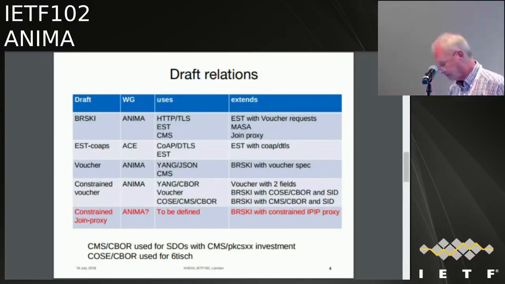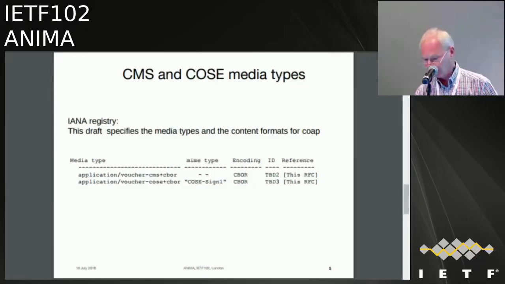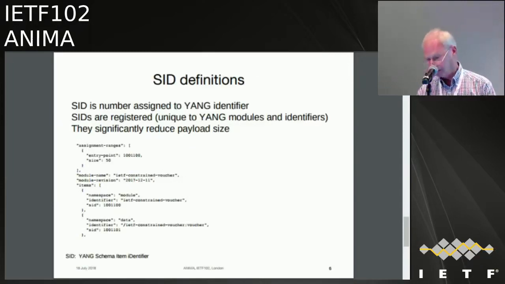Okay. Almost. So here are the CMS and COSE media types. So this is the registry that we want to propose to IANA. And then the SID definitions, I mean, it is just for your information. You see here in YANG files, YANG identifiers, and you see that instead of having those very long YANG identifiers, you can reduce them to only one number, and they have to be registered as well. So it makes more registration.